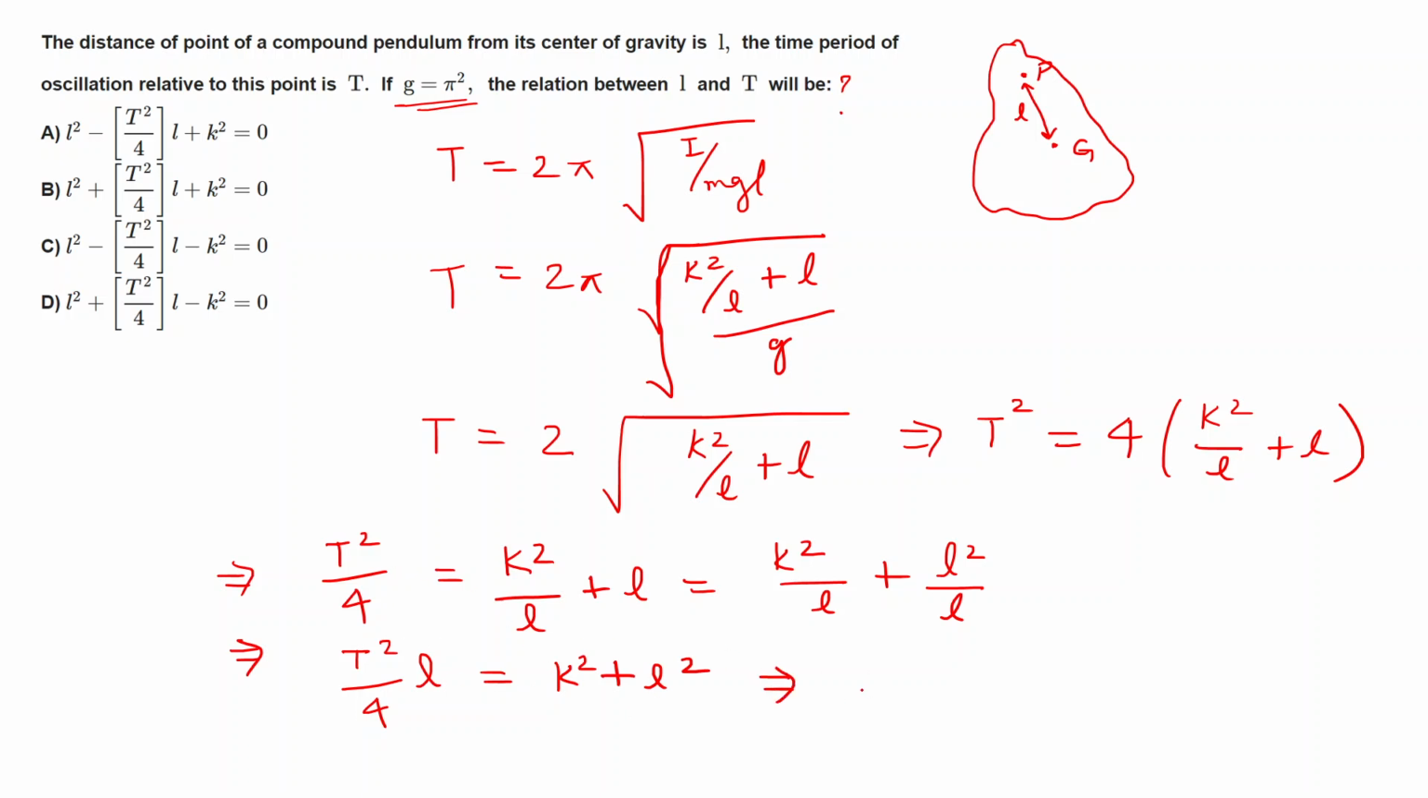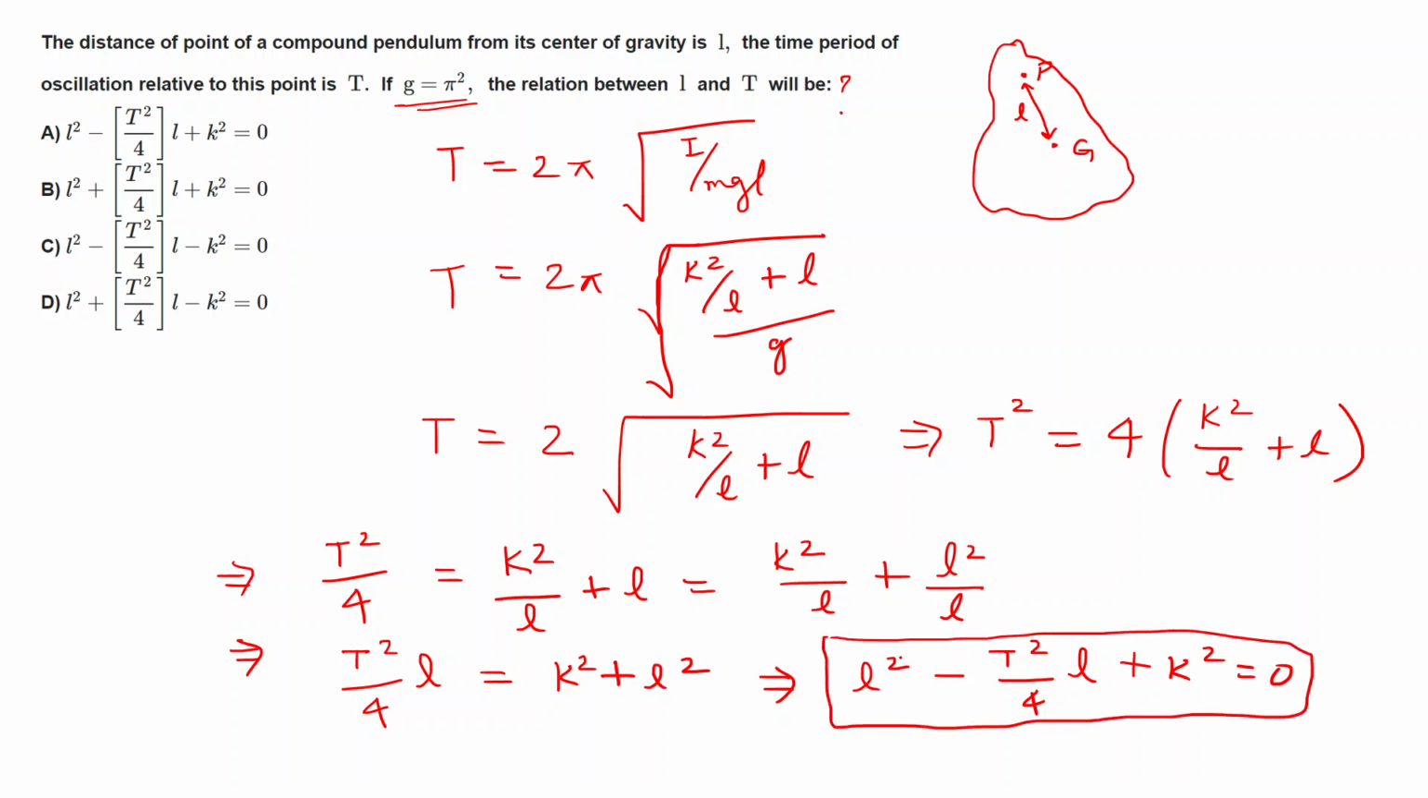Again rewriting this, it will be l square minus, when this comes on the right hand side, minus t square by 4 times l, and this k square is already on the right hand side, so it's alright. So the relation between small l and this time period is this. Now where is it? l square minus t square by 4 l plus k. So yeah, the first equation is the correct thing.